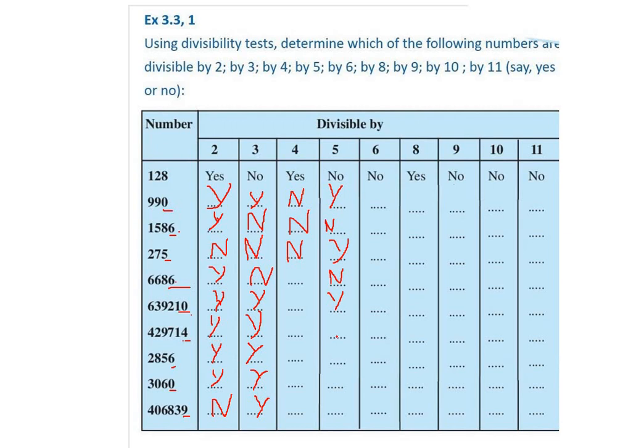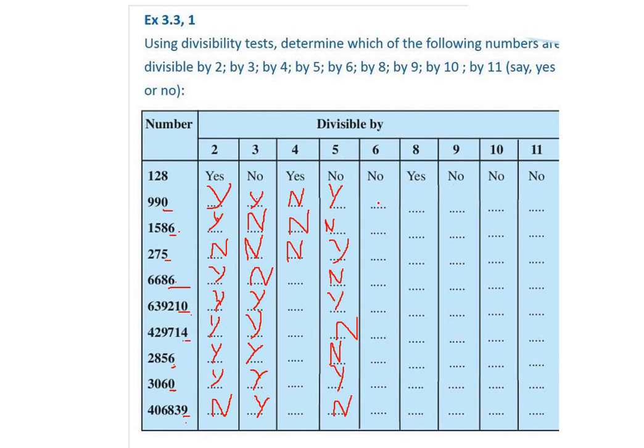Now it is 4, again not possible, we need only 0 or 5 at the units place, so writing no here. And for 6 again no, because the last number should be either 0 or 5. Here it is 0, so going to write yes, it is possible. And the last number is 9, we need 0 or 5, so again we are going to write no here.